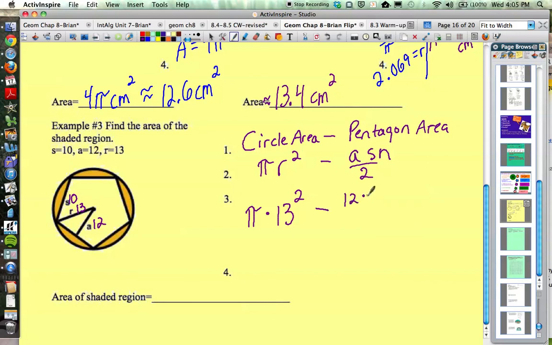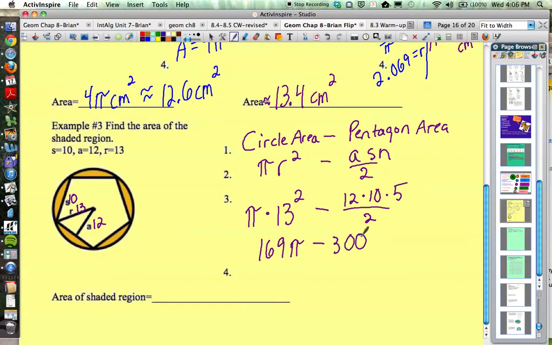Side length is 10. It is a pentagon, so the number of sides is 5, divided by 2. So doing a little work, this is 169 pi. 13 squared is 169, so 169 times pi, minus 12 times 10 times 5 divided by 2, so that'd be 600 divided by 2, which is 300.